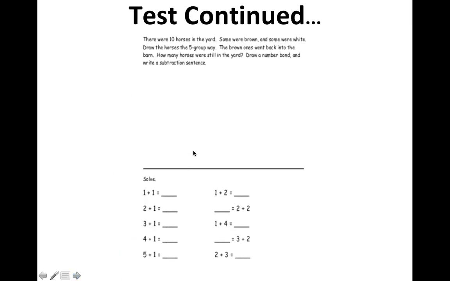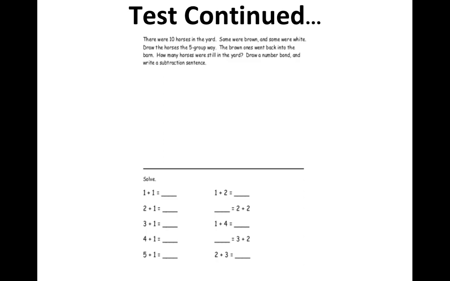So this one is a story problem. So let's listen to the story problem. I'm going to be reading it out loud twice. There were 10 horses in the yard. Some were brown and some were white. Draw the horses the 5-group way. The brown ones went back to the barn. How many horses were still in the yard? Draw a number bond and a subtraction sentence.